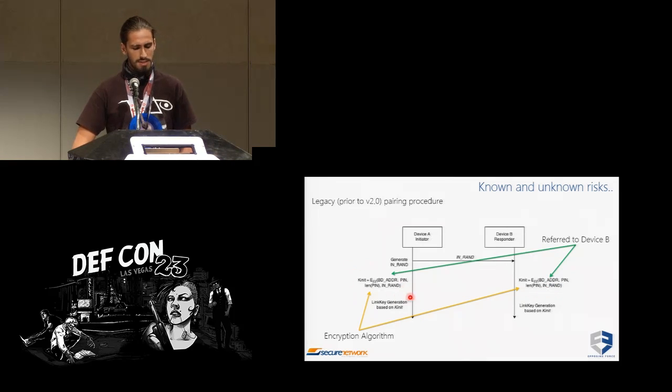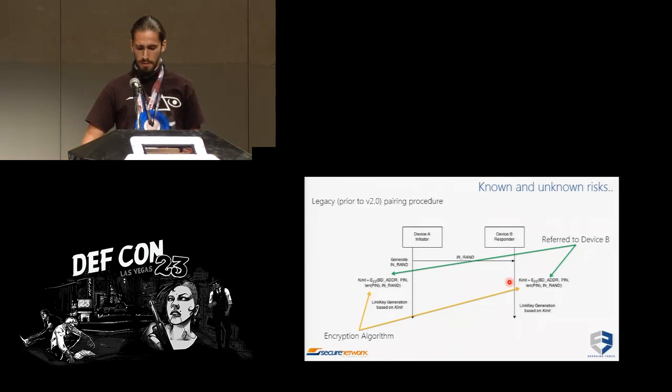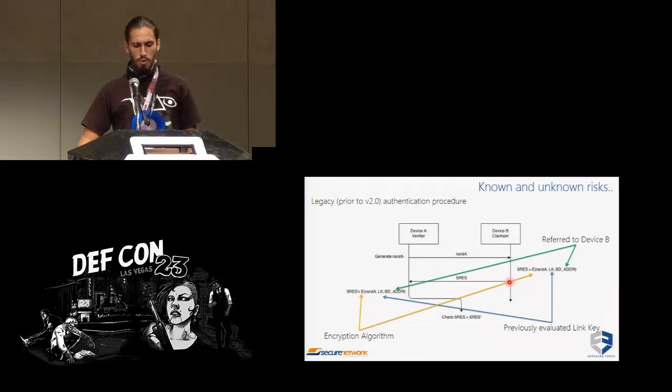Device A does exactly the same thing, and there is no check between the two devices that the link key created is the same. Actually, this check happens later, when there is the authentication procedure. And at that time, it works in this way.